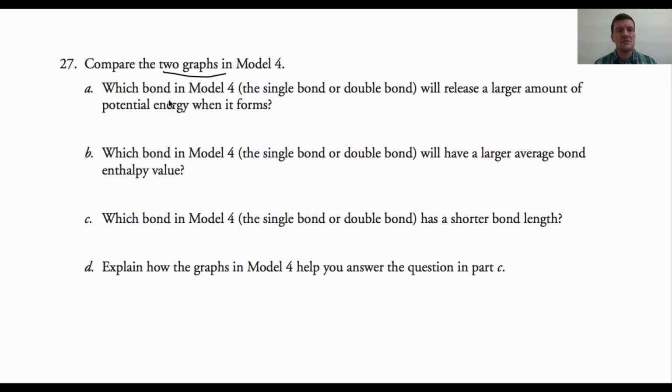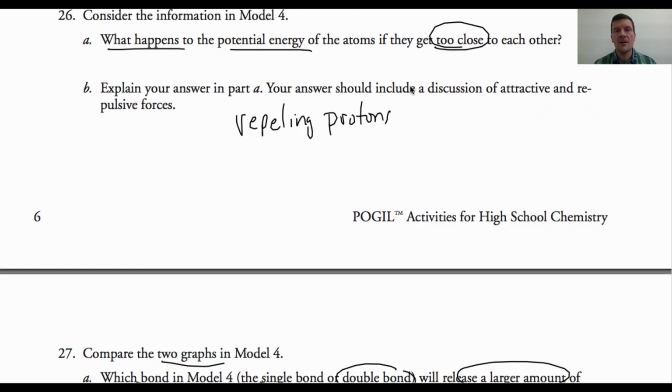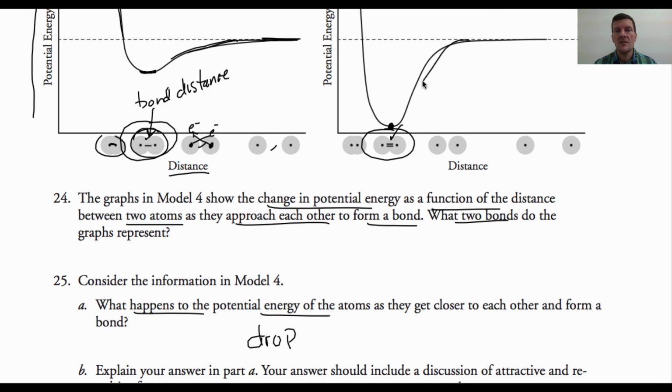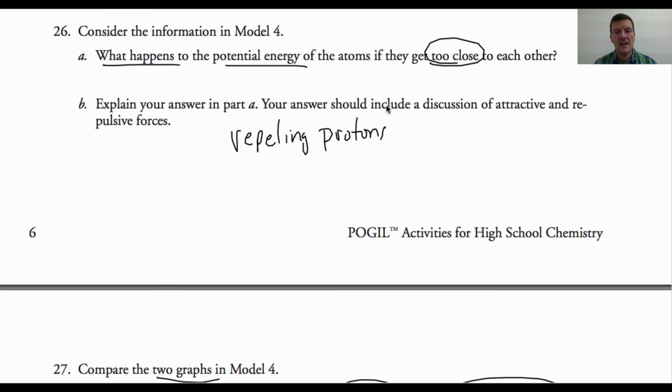Compare the two graphs. Which bond, single or double, will release a larger amount of energy when it forms? And that would be the double. Look how far down it goes compared to the single. All this energy is released. If you can get way down here and form that double bond, it's so stable. And stability means it's hard to pull apart. A double bond is really hard to break compared to a single bond of the same two atoms. Okay?